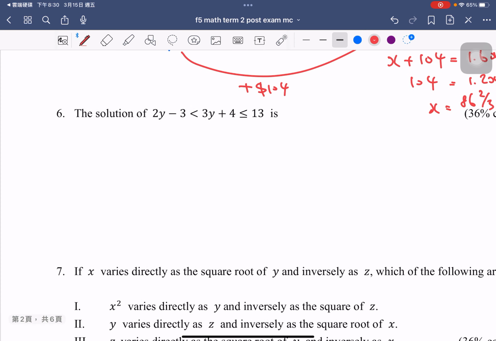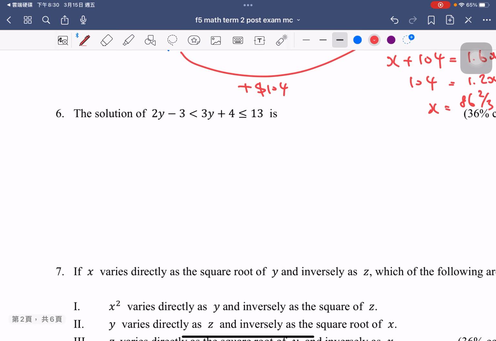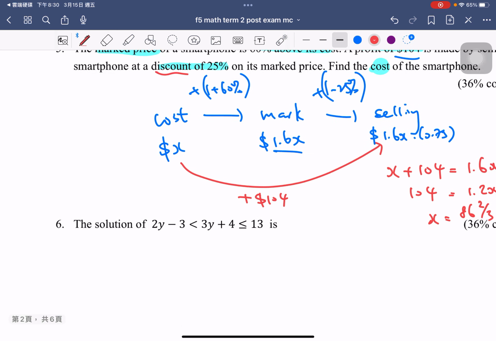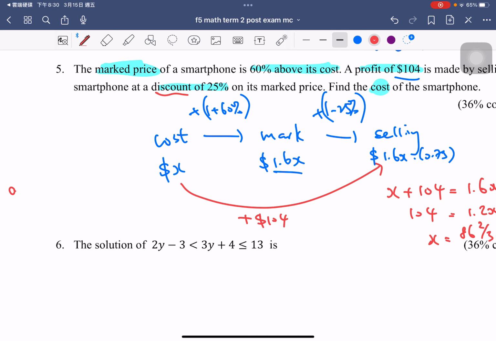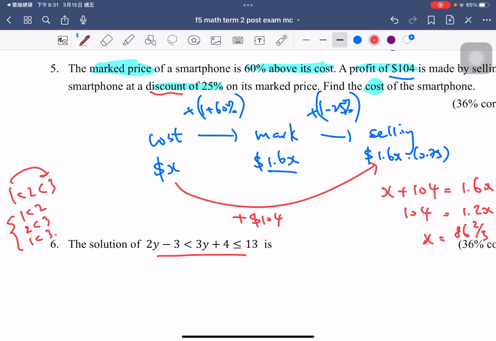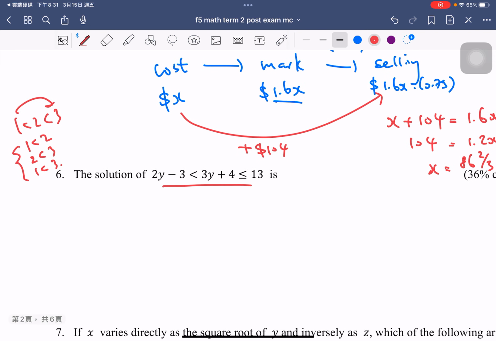So now moving to the inequality. For this part it is the composite, so 3 things together. Please bear in mind, if we have something like 1 is smaller than 2, smaller than 3, actually we can separate it into 3 things. We have 1 smaller than 2, and 2 smaller than 3. But together we can say that 1 is also smaller than 3 as well, isn't it?